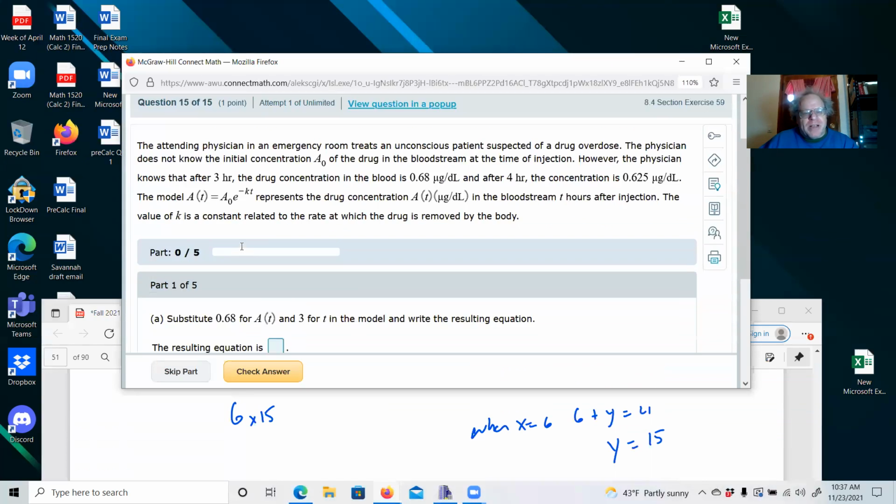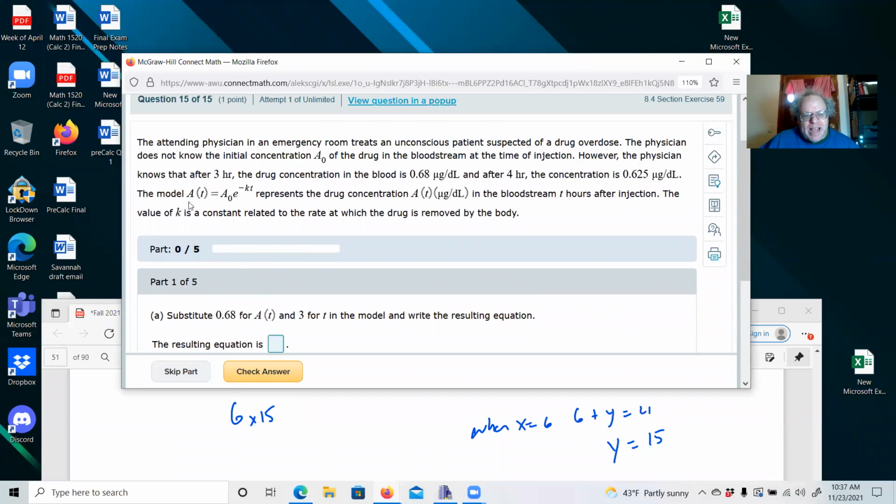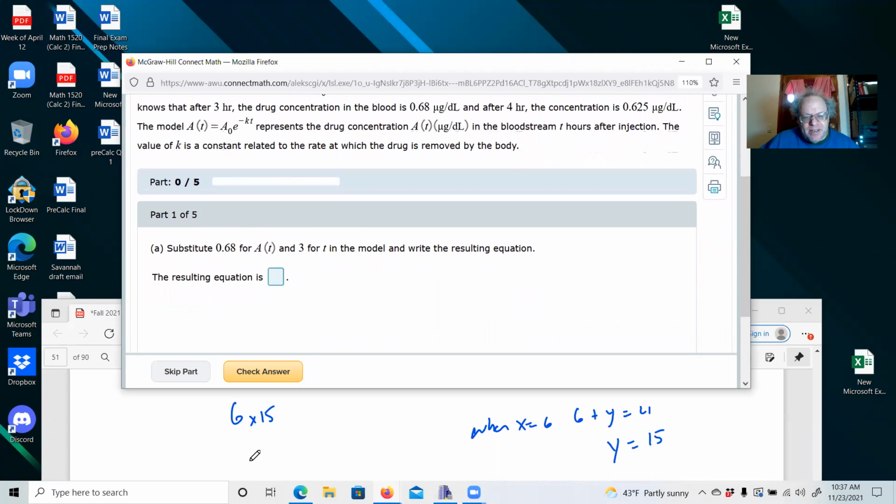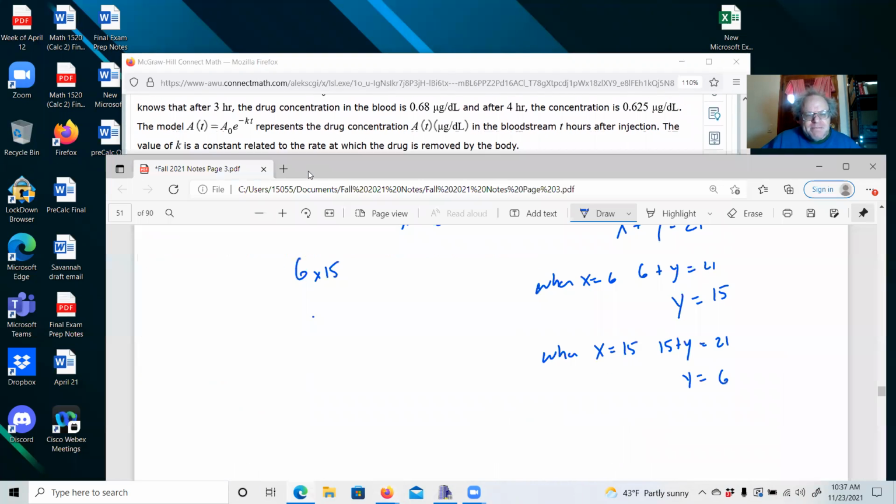So we have two equations. We have A of t is equal to A sub 0 e to the negative kt. When t was equal to 3 hours, A is equal to 0.68. When t was equal to 4 hours, we had A is equal to 0.625, right?